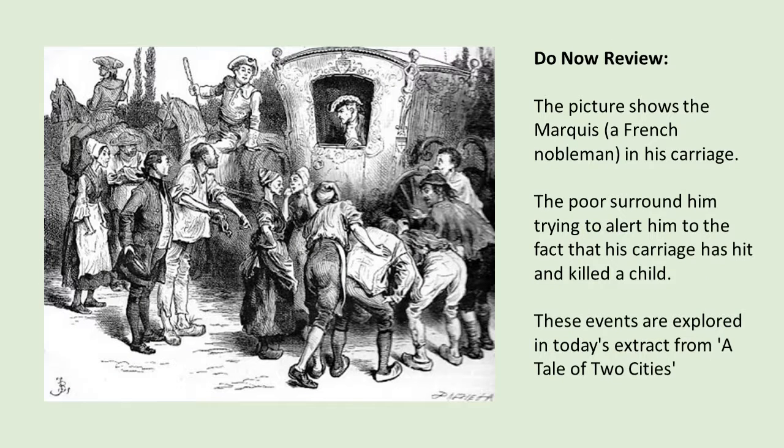So do now review. The picture shows the Marquis, a French nobleman, in his carriage. The poor surround him, trying to alert him to the fact that his carriage has hit and killed a small child. These events are explored in today's extract from A Tale of Two Cities.